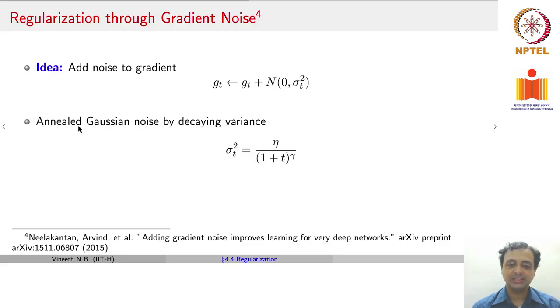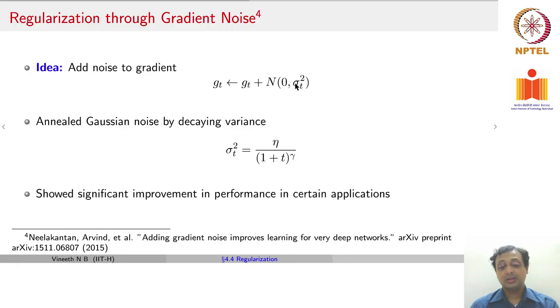And this work also suggests that you anneal the Gaussian noise by decaying its variance over the iterations. So this sigma t squared can be written as eta by (1 plus t) power gamma, where eta and gamma are two user specified constants. You have to specify them if you use this method. But what it's doing is, as you keep training over time, you're trying to reduce the variance of this Gaussian, which means you're trying to keep the noise lesser and lesser as you go through training. This does seem to show significant improvement in performance in certain applications.